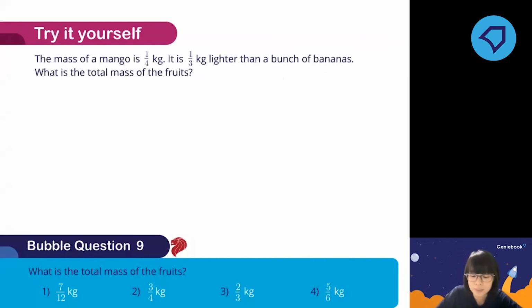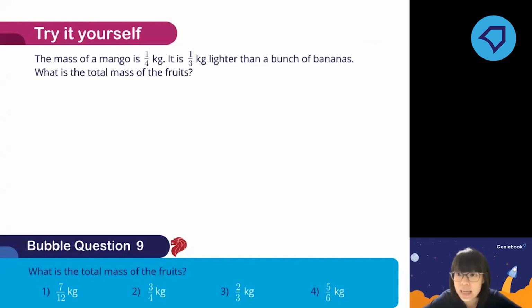So you know the mass of the mango is 1/4 kg. It is lighter than the banana. So you want to find the mass of the banana. So think about it. Okay, is the banana heavier or lighter? Then from there, do your addition or your subtraction.